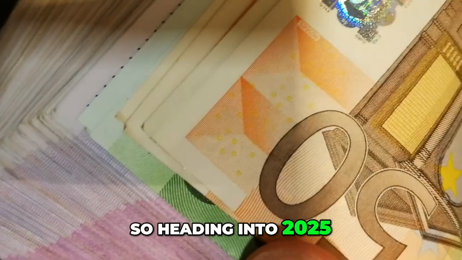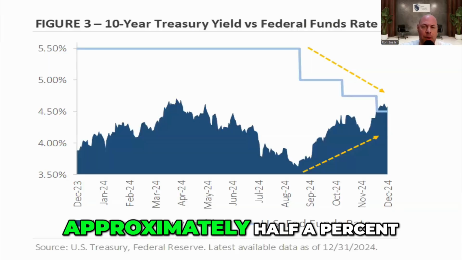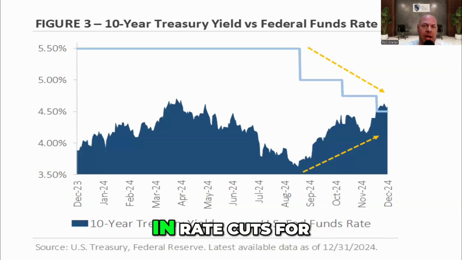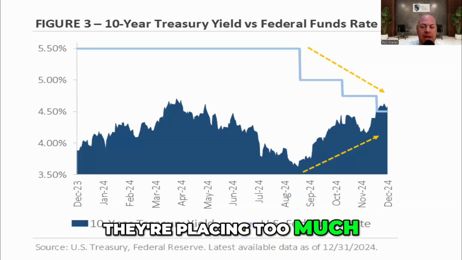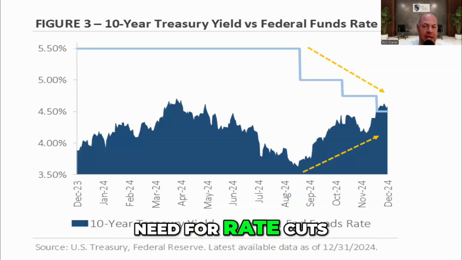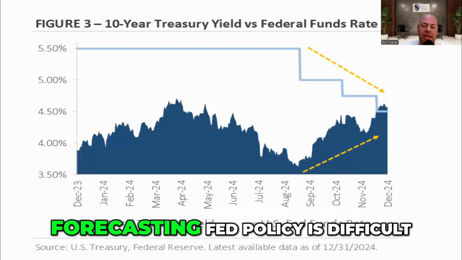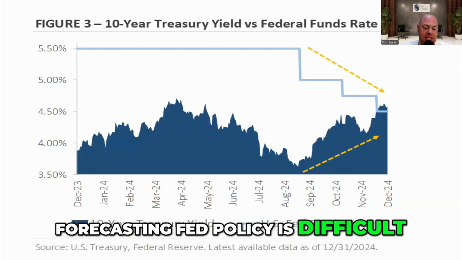So heading into 2025, the Fed and the market have similar rate cut expectations, approximately 0.5% in rate cuts for the entire year. Now, the question is whether they're placing too much emphasis on recent trends and are underestimating the need for rate cuts. As both the Fed and the market saw in 2024, forecasting Fed policy is difficult, especially in this cycle.